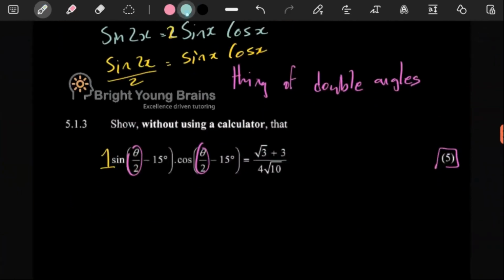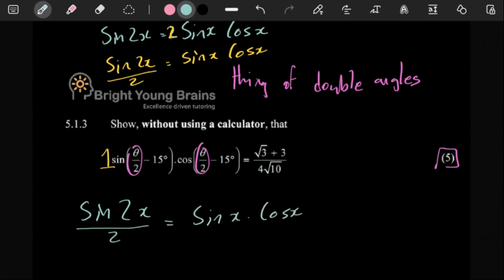So sine 2x over 2 is equal to sine x times cos x. In our situation, what we can already see is that as long as there's a 1 in front there, it is equal to sine 2x over 2.